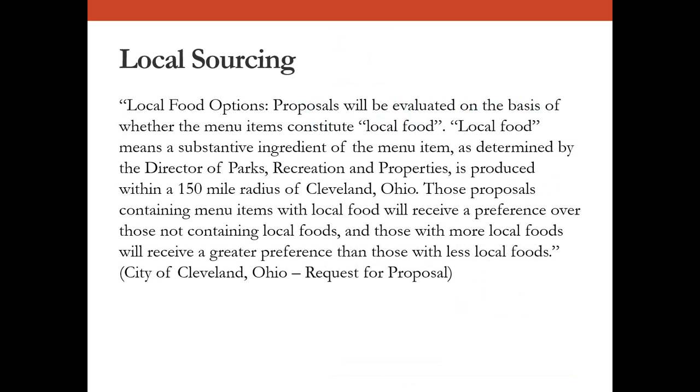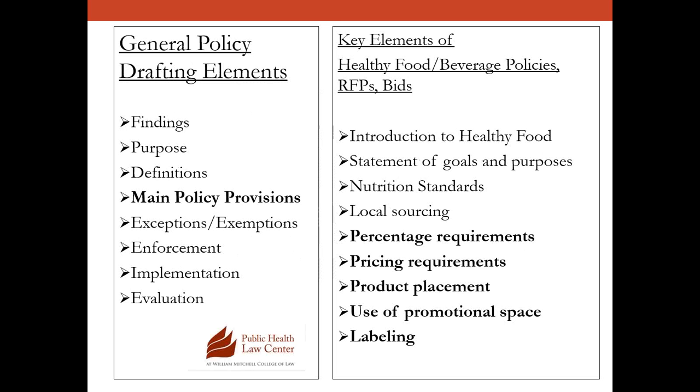So an example of local sourcing, which I know a few of you are working on. Here's an example from Cleveland where it talks about the definition of what local means. In Cleveland, they have a policy or an RFP out for mobile vending, and they focus on local food sourcing. So this is how they define local as it relates to their park and rec department. Again, these are two critical definitions: if you are talking about nutrition standards or local sourcing, you've got to have that in your definitions, and it has to be really clear.